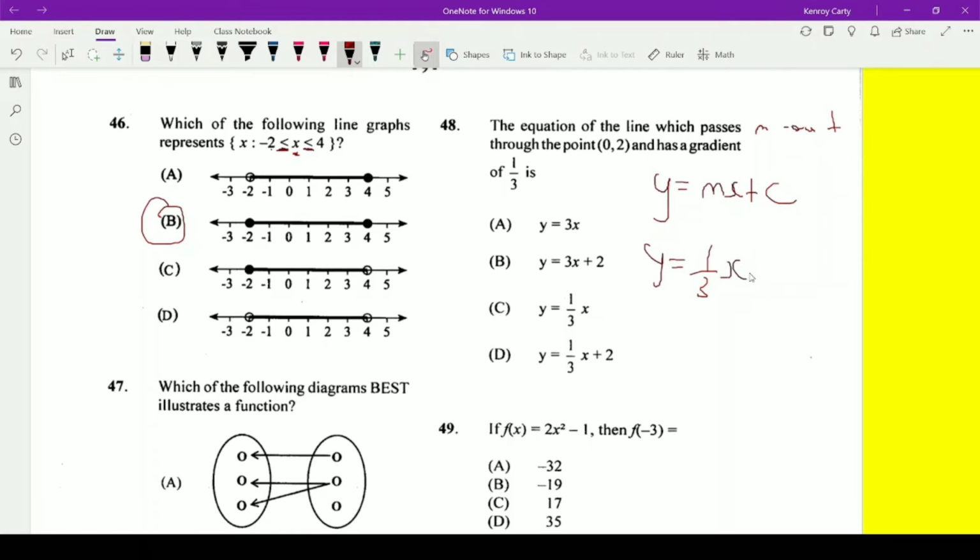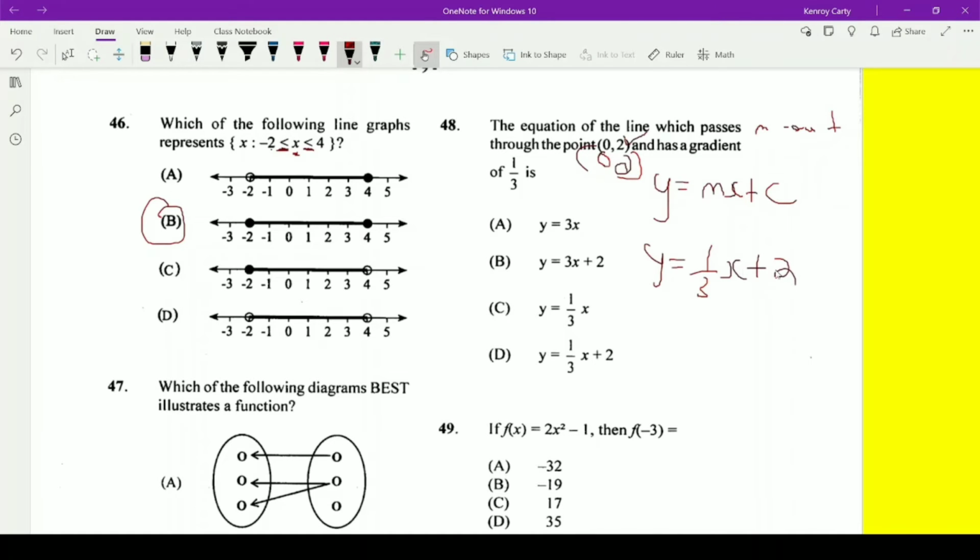But here's the beauty. C is where the graph cuts the y-axis. But wherever the graph cuts the y-axis, the x value is 0. So technically they indirectly gave you the y-intercept, because notice that the x value is 0, 2. This is exactly where the graph cuts the y-axis at 2, once the x value is 0. So that would have been plus 2.